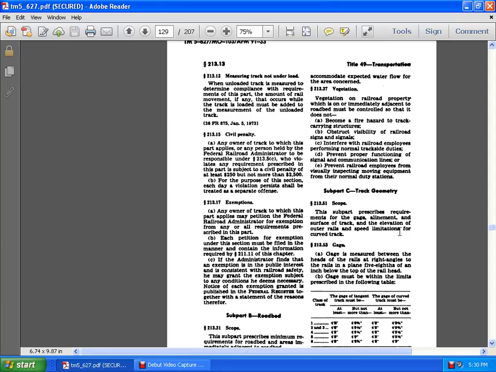Track geometry, 213.51. This subpart prescribes requirements for gauge, alignment, and surface, elevation of outer rails, and speed limitations for curved track. Gauge, 213.53.